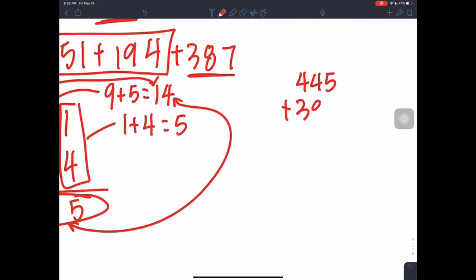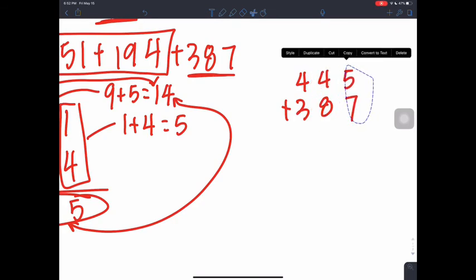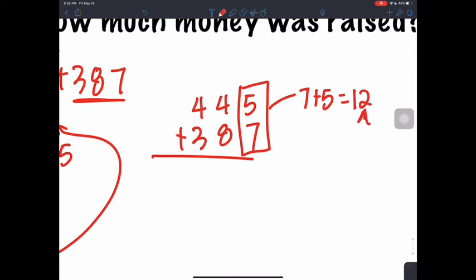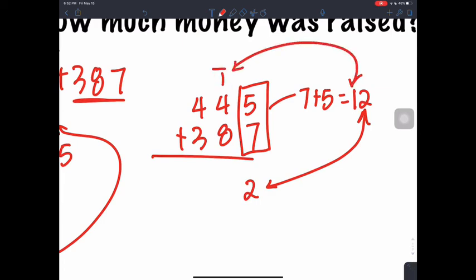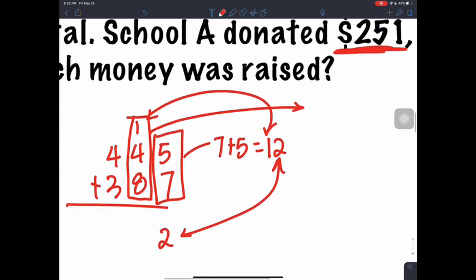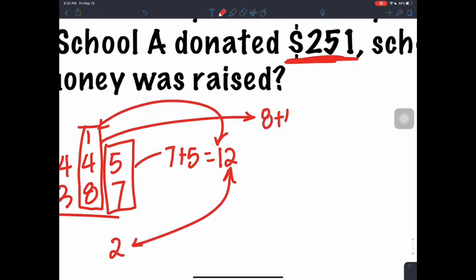plus 387. Let me make a little bit more room. Okay, so this first column, we have 7 plus 5, which gives us 12. So we're taking the number from the ones place, bringing it underneath, and the 1 in the tens place gets added to this next column. So then here we have 8 plus 4 plus 1, which gives us 13.